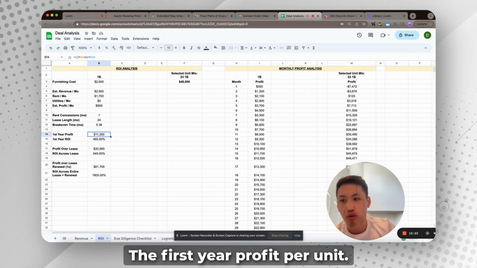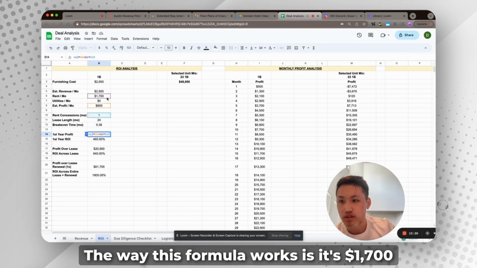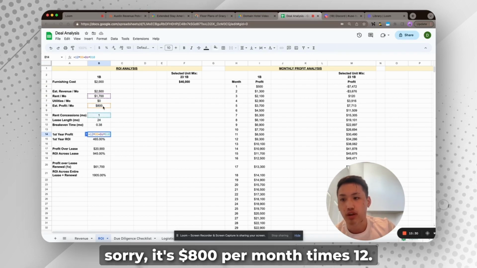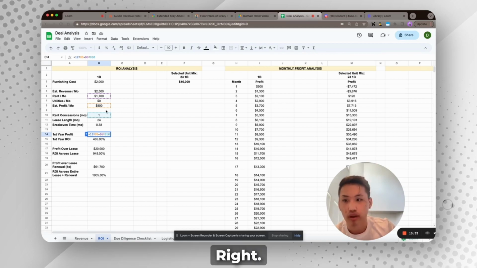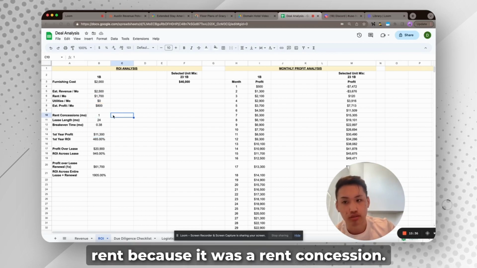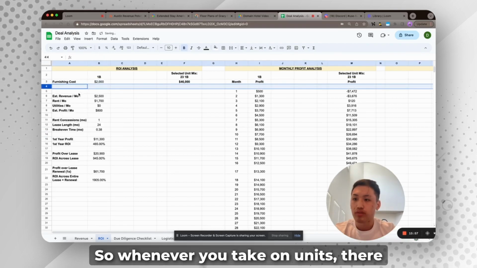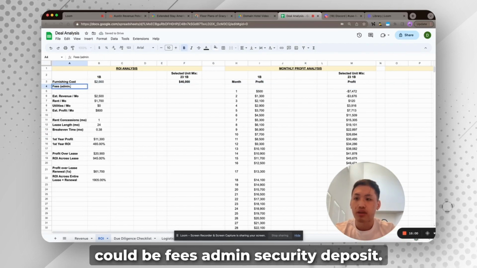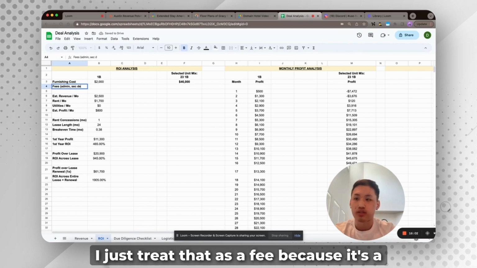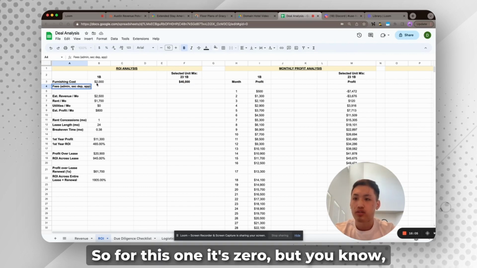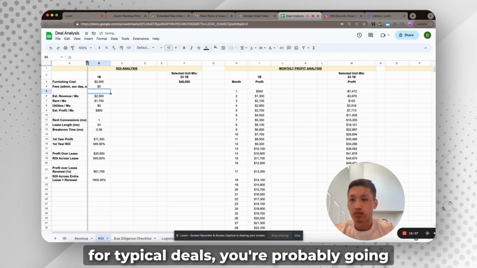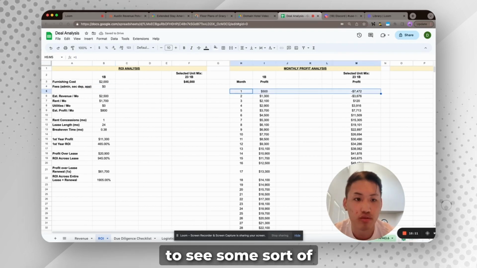The first year profit per unit, the way this formula works, is $800 per month times 12, right? And then you add back the first month of rent because it was a rent concession. And then there should be fees. Let me add that. So whenever you take on units, there could be fees: admin, security deposit, I just treat that as a fee because it's a cash outlay, and app fee. So for this one, it's zero, but for typical deals, you're probably going to see some sort of fee.